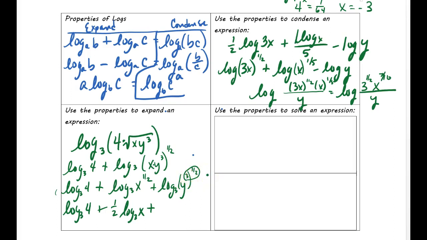Well, an exponent raised to an exponent, you multiply. So this is really 3/2. And that would be how you write your final answer. This is the final. I've expanded everybody, and I am finished.